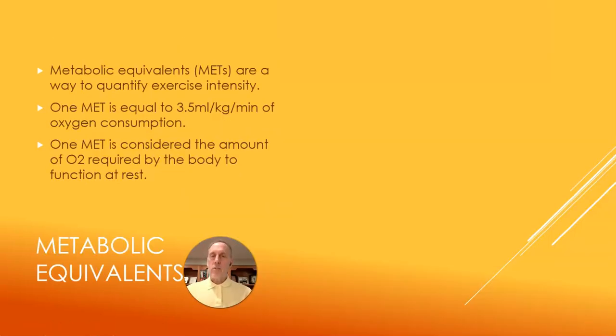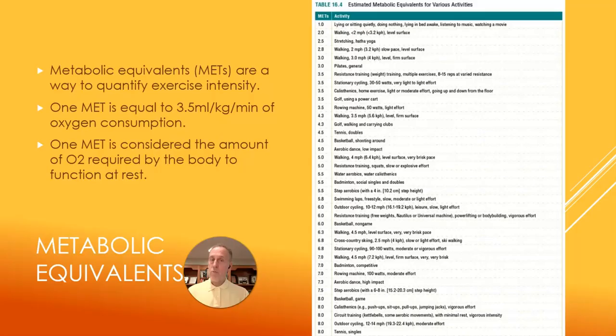Metabolic equivalents, METs. Another way to quantify exercise intensity, 1 MET is equal to 3.5 milliliters per kilogram per minute of oxygen consumption for the person. And a MET is considered the amount of O2 required by the body to function at rest. So as you're sitting there, 1 MET, meaning 3.5 milliliters per kilogram per minute of oxygen consumption. If you do the math on my body weight, you'll have a mathematical equation that'll tell you how much oxygen you need at 1 MET. It's going to be different for each person.